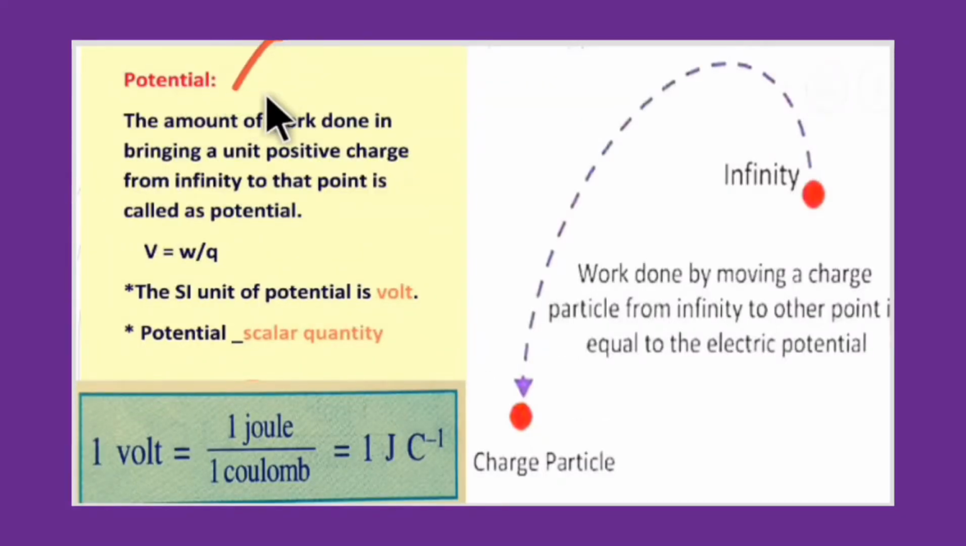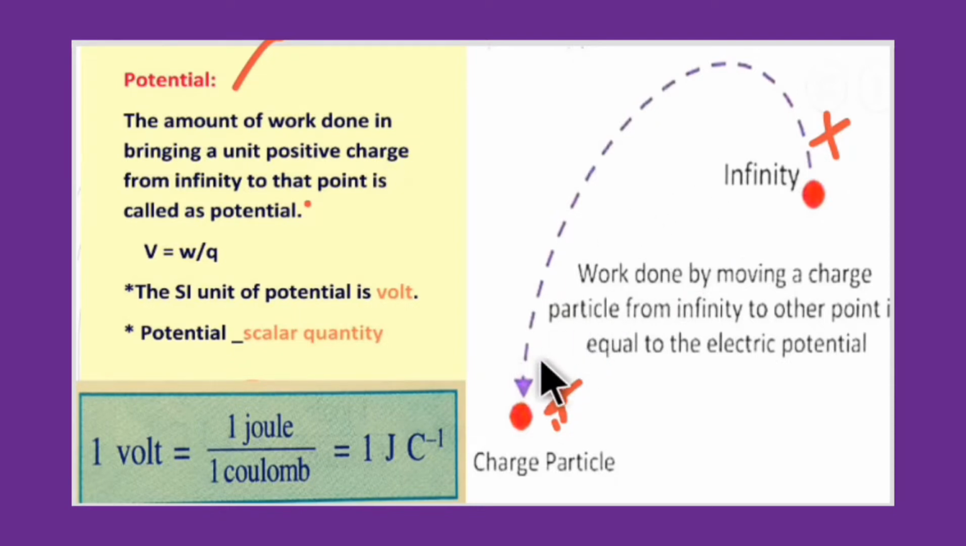What is potential? The amount of work done in bringing a unit positive charge from infinity to that point is called potential. So imagine there is a test charge at infinite distance. Here is a positively charged particle, and at infinite distance, there is a positive charge, let us consider. So if we need to bring this positive charge from infinity to this point, some work has to be done.